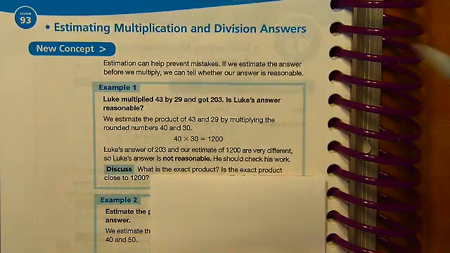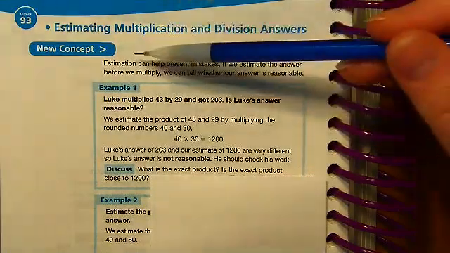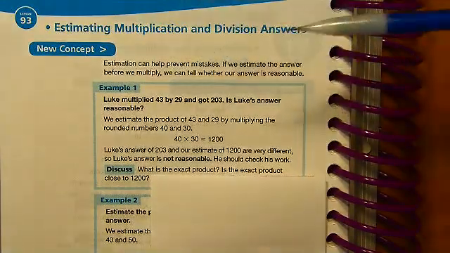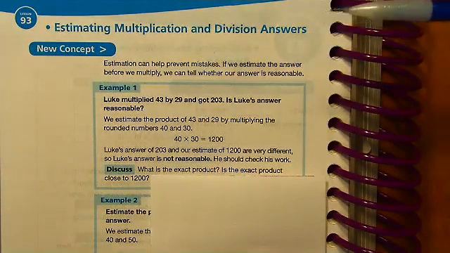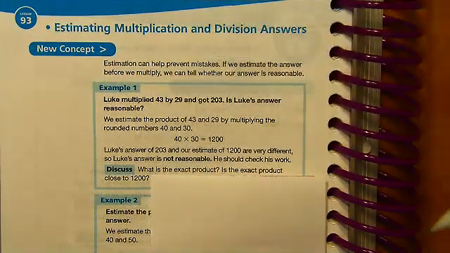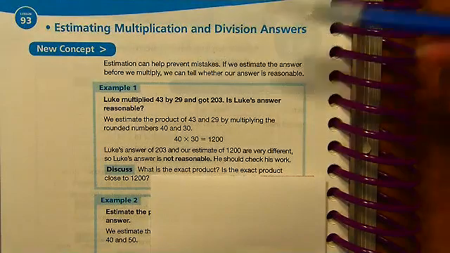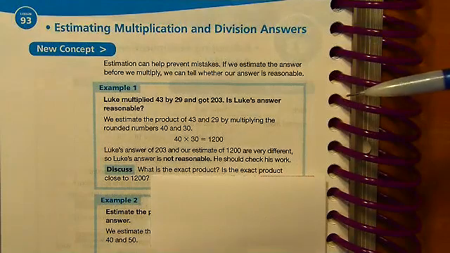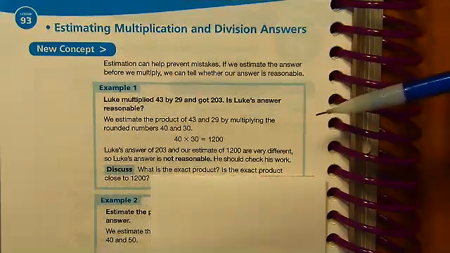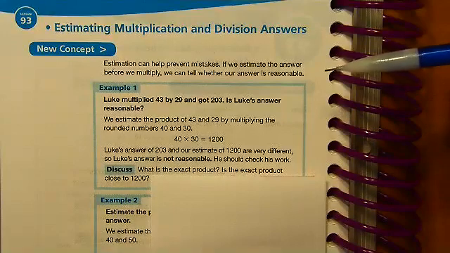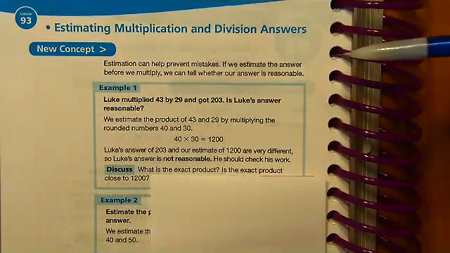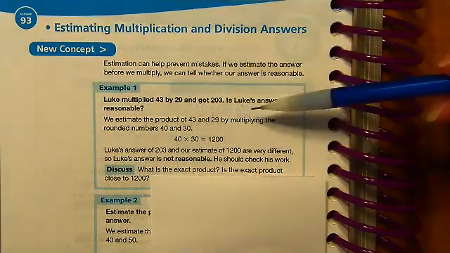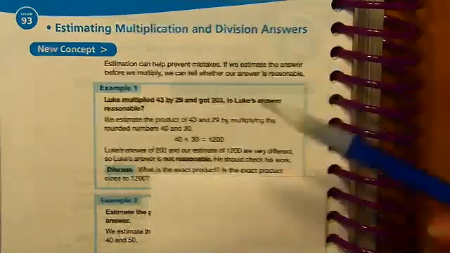So here's the beginning of what we're going to be working on. It says estimation can help prevent mistakes. If we estimate the answer before we multiply, we can tell whether our answer is reasonable. All right, so here's the first example. Luke multiplied 43 by 29 and got 203. So that was the real answer that he got. And the question is, is his answer reasonable? So what we have to do is estimate the product. Remember, the product is the answer to a multiplication problem. We have to estimate the product of 43 and 29 by multiplying the rounded numbers of 40 and 30.